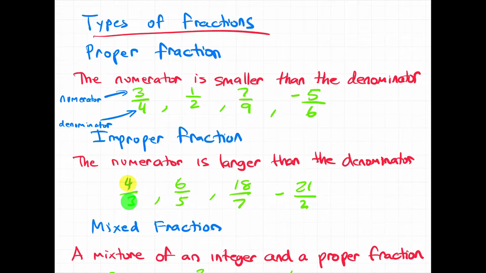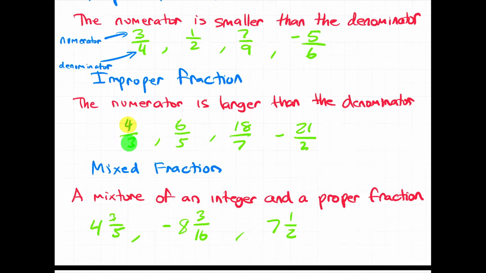So what about a mixed fraction? Well, a mixed fraction is going to be a number that is a mixture of an integer, which is this first part right here, so the 4. Oops, I can't really see that, so we'll use green, yellow. We have our 4, followed by a proper fraction, 3 over 5. You're never going to have a mixture of an integer and an improper fraction, okay? So negative 8 and 3/16 and 7 1/2 are also examples of mixed fractions.